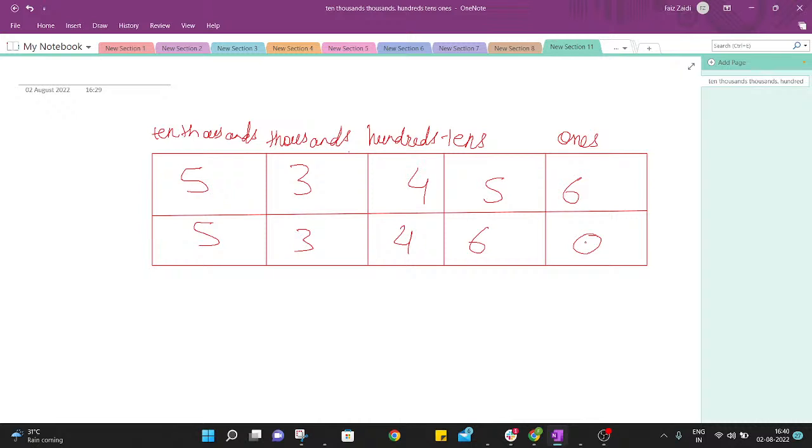It has more number of tens than 53,456. Okay, now you have to see if the largest possible place value number is the same, and even the next largest is also the same, then we just move on to the right hand side of the place value chart. We keep on moving to the right hand side, and if all the numbers are the same, that means both of these numbers are the same. So this is the thing that we have discussed.